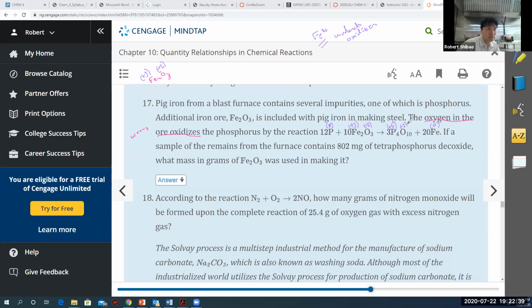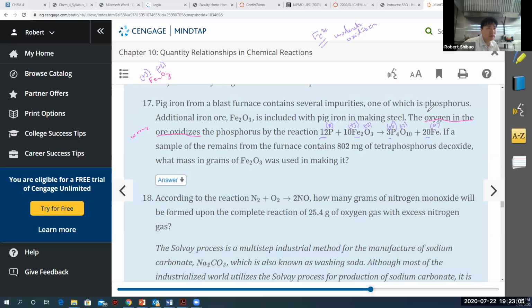Oxygen went from -2 to -2, so nothing happened to oxygen. Phosphorus went from 0 to +5, so each phosphorus lost 5. And that's why we have these ratios here. You got to make sure the electrons balance. Because if iron gains 3 and phosphorus loses 5, well, that doesn't quite work out. So we look at rearranging the numbers so it works out here.